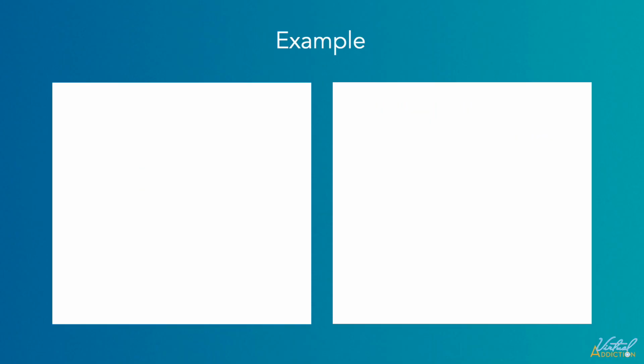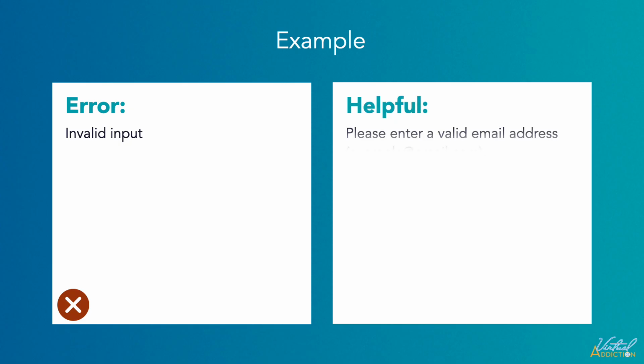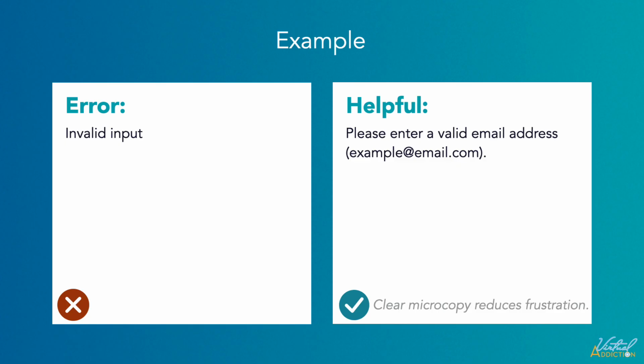Here's a microcopy example. If we see something that says invalid input versus the more helpful approach, please enter a valid email address with an example of how we want that information formatted. The second version reduces frustration. Good microcopy prevents confusion before it happens.